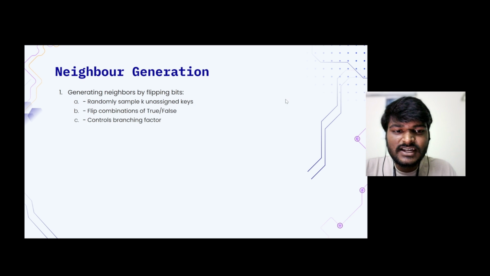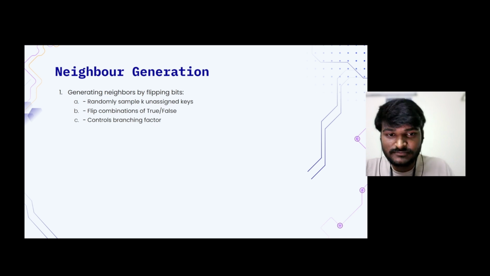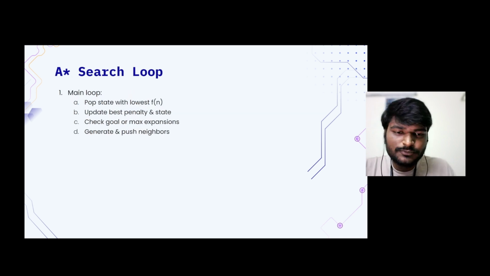Neighbor generation. To expand a given state, we randomly sample k of the currently unassigned session keys. We generate all 2^k combinations by flipping those bits. Each new combination is a neighbor state. By controlling the value of k, we manage the exponential branching. Now the A-star loop.